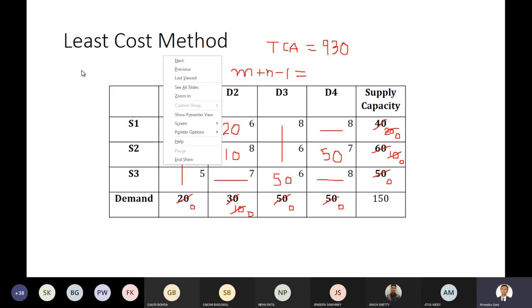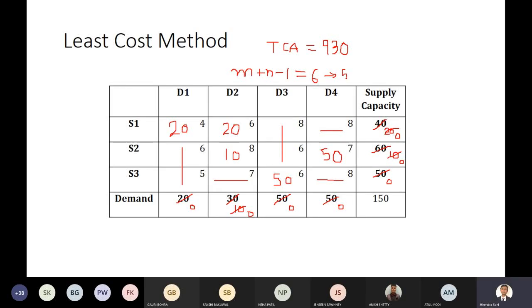Now let us look at the number of allocations. We have 1, 2, 3, 4, 5 allocations, but how many should we have got? M is the number of rows: 1, 2, 3. N is the number of columns: 1, 2, 3, 4. So 3 plus 4 is 7, minus 1. We should have got 6, but instead we have got 5. So that means what we have received is a degenerate basic feasible solution.